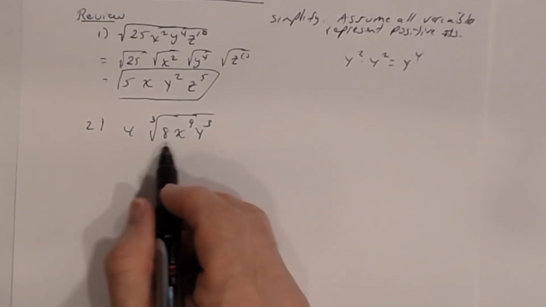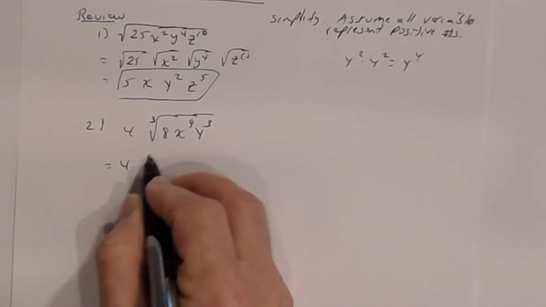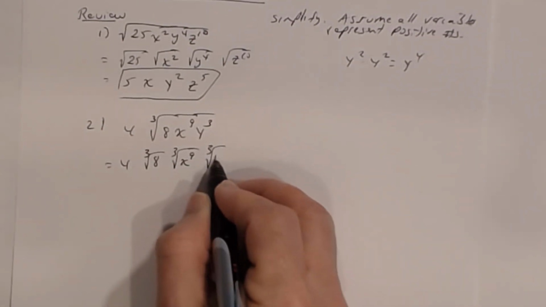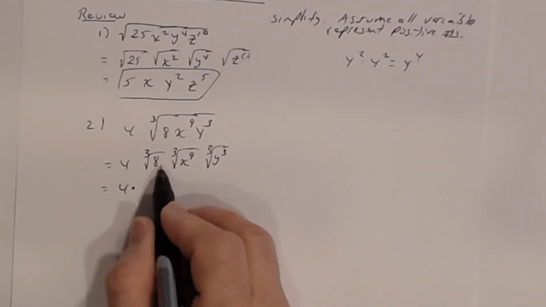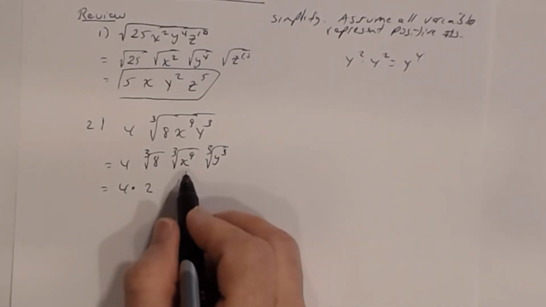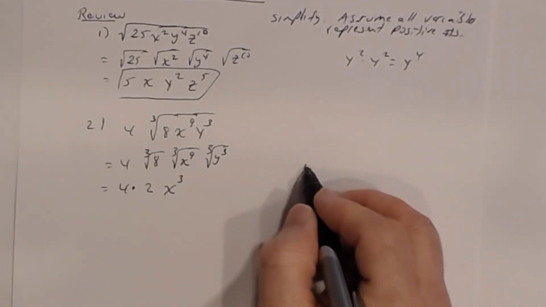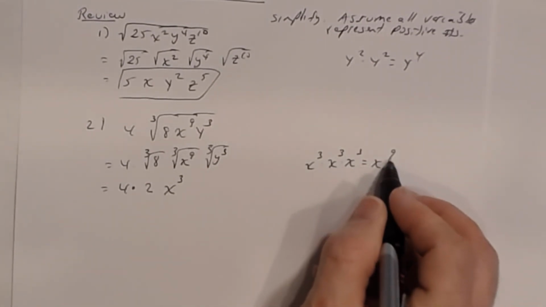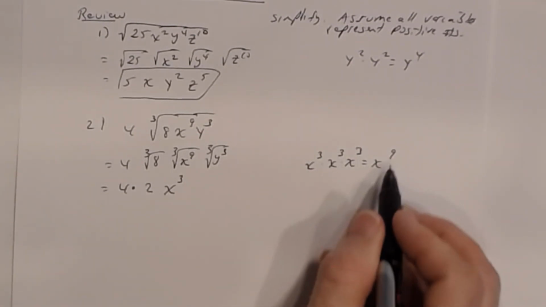Okay, so again, if I use the product rule like I did here, I can do that here. So that'll be 4 times the cube root of 8 times the cube root of x to the ninth times the cube root of y to the third. And so I get 4 times the cube root of 8 is 2 because 2 times itself 3 times is 8. The cube root of x to the ninth is x to the third because x to the third times itself 3 times is x to the ninth. Whenever you multiply like bases, you add exponents. 3 plus 3 plus 3 is 9.